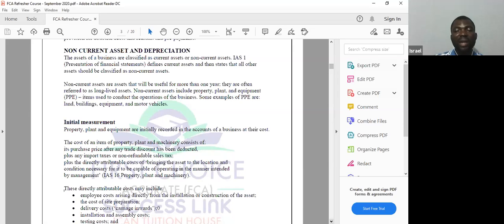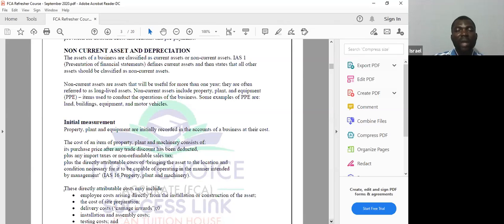For all standards, we have three types of measurement. We have the initial measurement, we have the subsequent measurement, and we have the recognition measurement. The first one is initial measurement. The second one is the subsequent measurement. The third one is the recognition measurement.